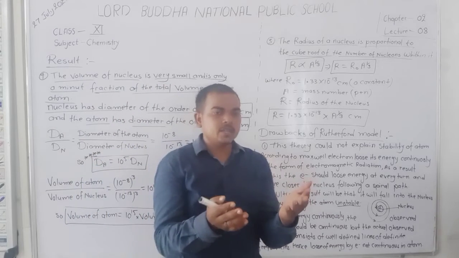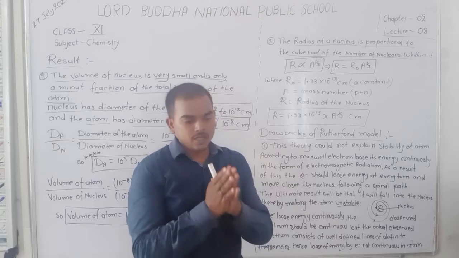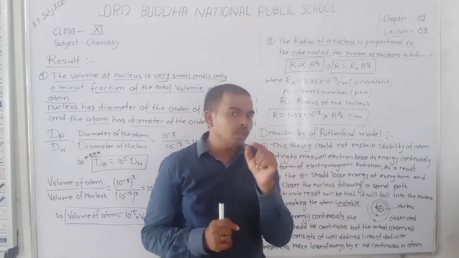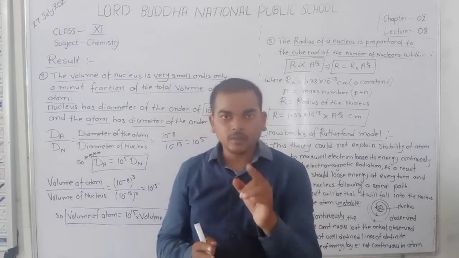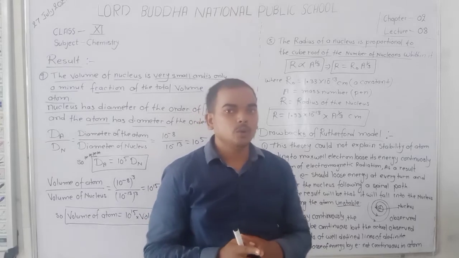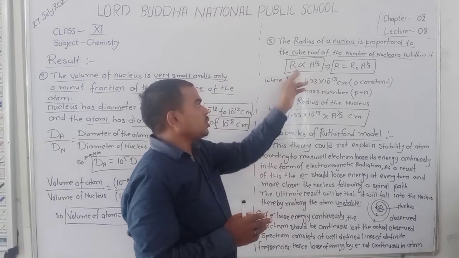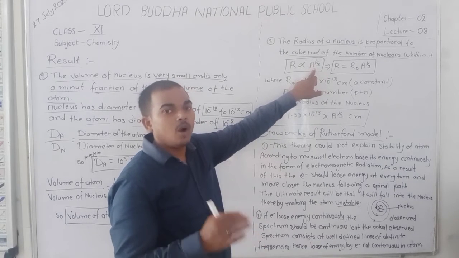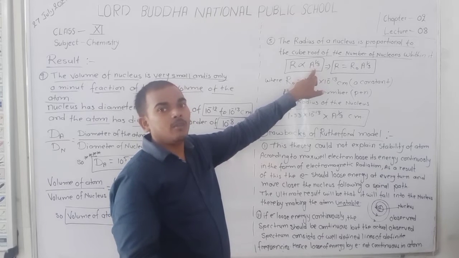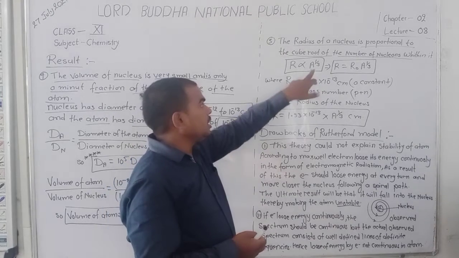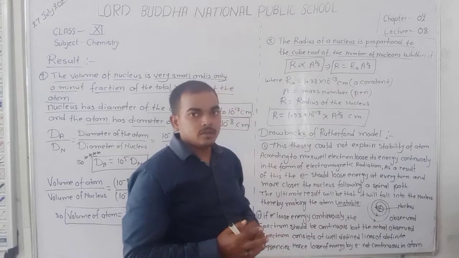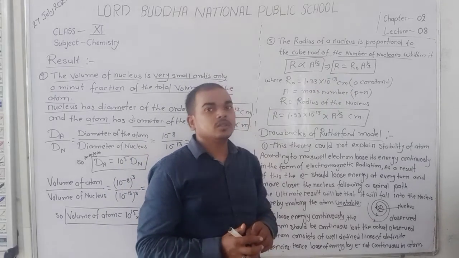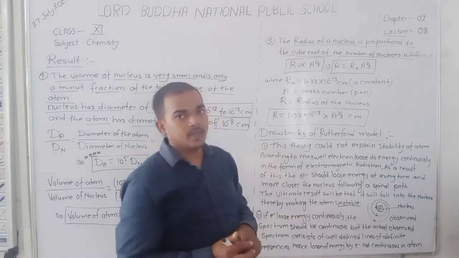And we also say that the radius of the nucleus is proportional to the cube root of their mass number. You know that mass number is represented by A and radius is represented by R. So we write here R is proportional to the cube root of A, that is mass number, or it is also called the number of nucleons. Dear student, here R naught is a proportionality constant. So we write R equal to R naught A raised to the power 1 by 3.